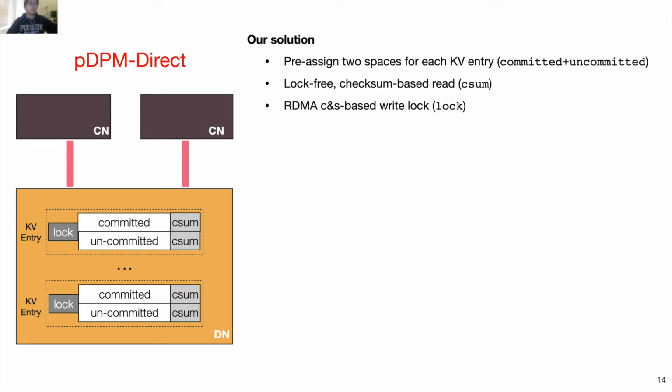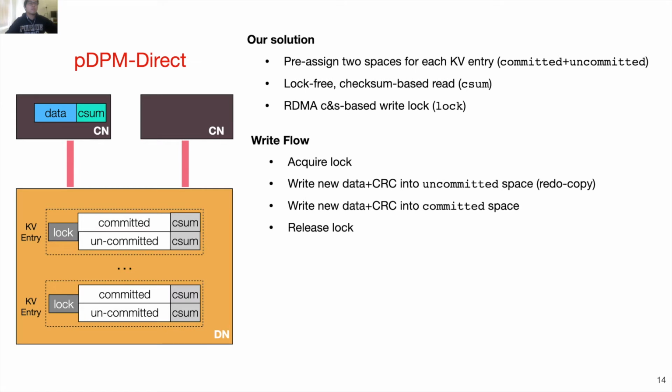delivering our synchronization guarantees. To perform writes, the CN first uses RDMA compare and swap to acquire the remote lock. Once acquired, the CN will use RDMA write to write the data and checksum into the uncommitted space, serving as a redo copy if a crash happens in the middle. After that, the CN uses another RDMA write to write the data and checksum into the committed space. At last, the CN uses a final RDMA write to unlock the remote entry.